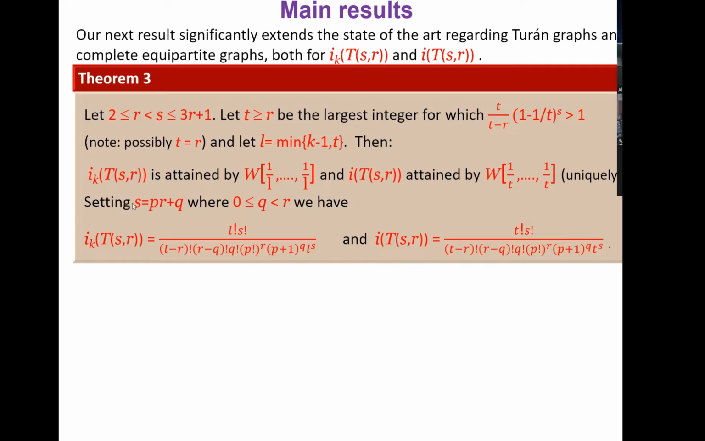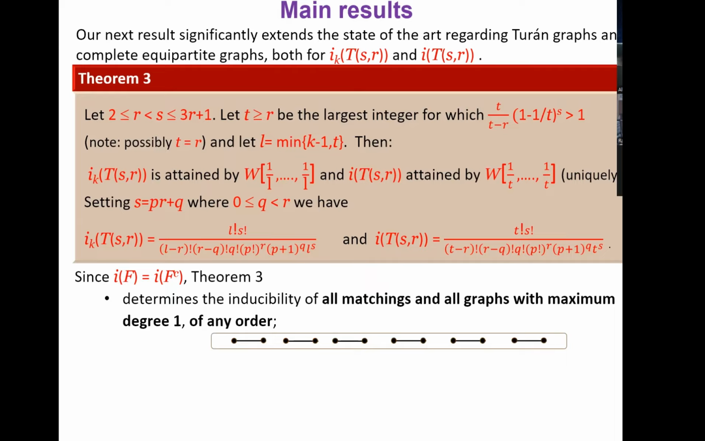This is less interesting. So we have an expression. It's best expressed by doing division with remainder of S by R, with this P and Q. So we have an answer for the inducibility for these graphs. So let me give you some corollaries. Remember that the inducibility is closed under complement. So in particular, here is a case which was not known before. Here's an infinite family. Theorem 3 determines the inducibility of all matchings, and actually all graphs with maximum degree 1 of any order.